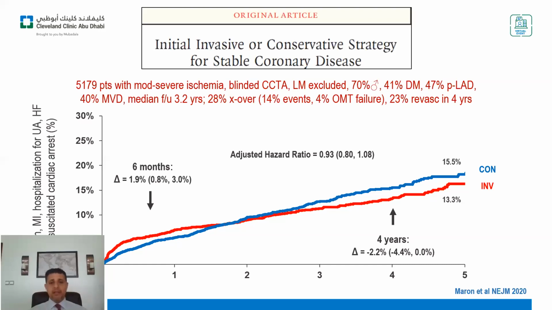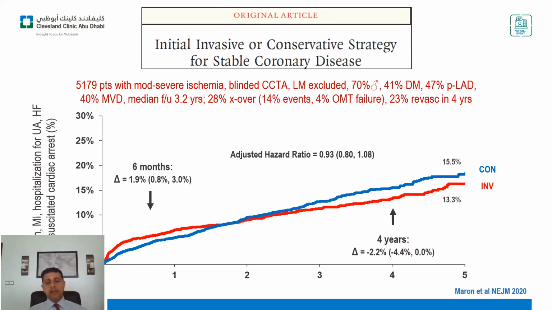which is the ISCHEMIA trial, where 5,200 patients with moderate to severe ischemia by core lab interpretation were randomized to an invasive strategy, where invasive angiography and revascularization were performed up front, versus optimal medical therapy, referring to angiography only for failure of medical therapy due to intractable angina.